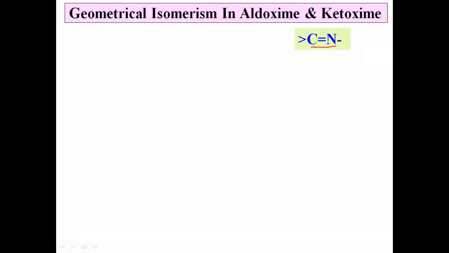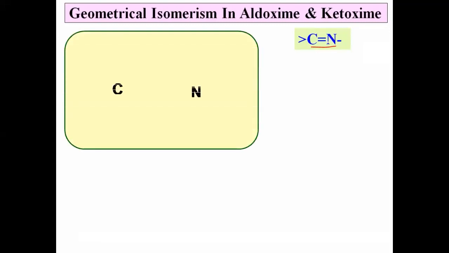हा C double bond N कसा तयार होतो हे पहिल्यांदा आपण बघूया. There is a double bond between carbon and nitrogen, and out of those two bonds, one is a sigma and one is a pi bond. Suppose this is a carbon atom and this one is the nitrogen. Now, what is the hybridization of that carbon and nitrogen? Here, both carbon as well as nitrogen have sp2 hybridization.